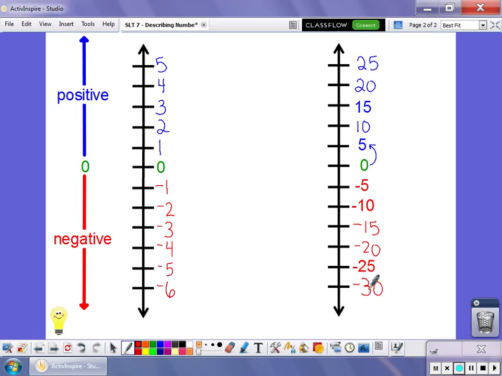So remember, with number lines, they have a positive side and a negative side. Positive is either to the right or above 0. Negative is to the left or below 0. And you need to have a consistent scale and interval when you're using a number line.